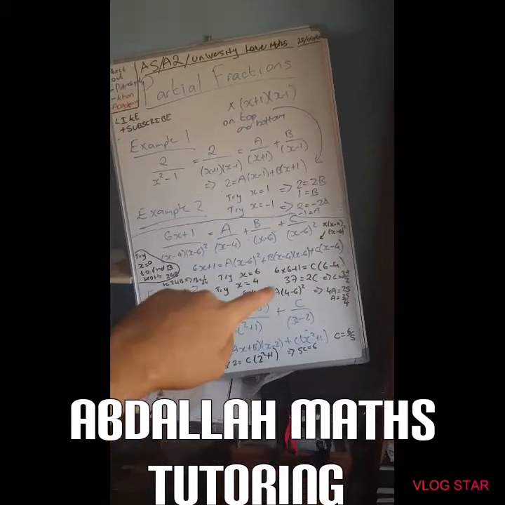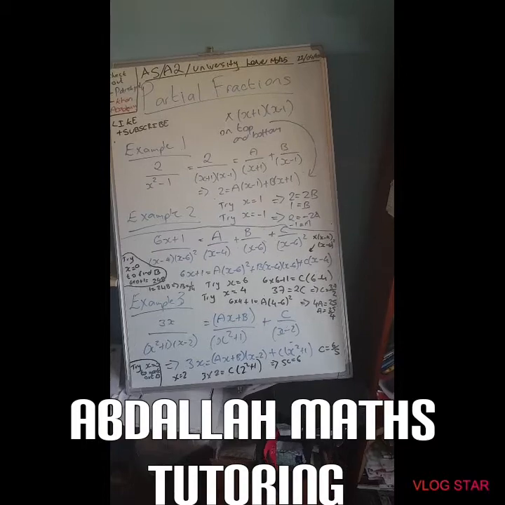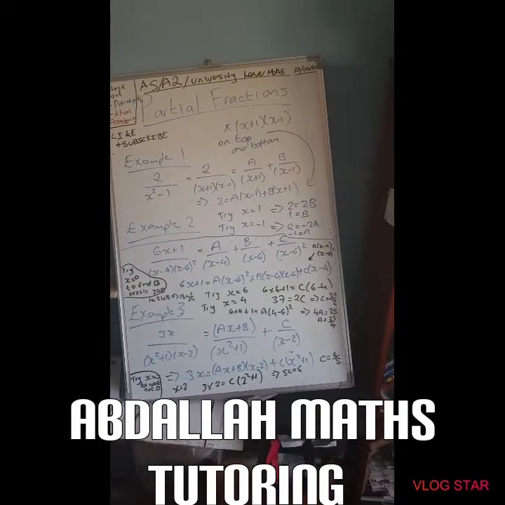Because 4 minus 6, it is minus 2. Minus 2 squared, it would be 4. So 4a is equal to 25.